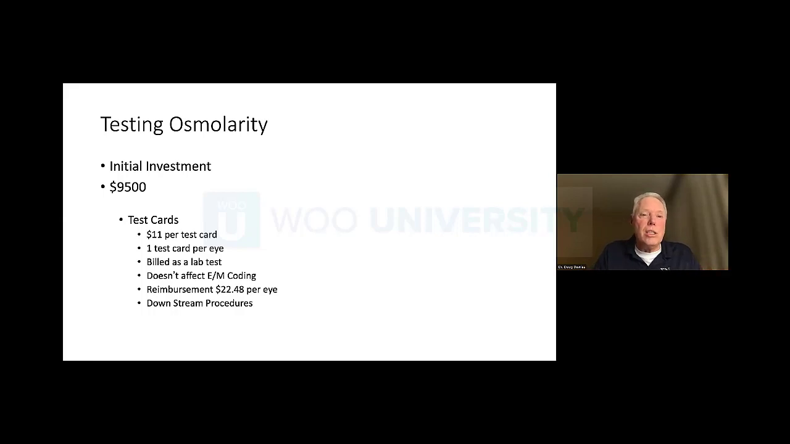So testing osmolarity, the initial investment on this is going to be about $9,500 for that Scout Pro. The test cards are about $11 per test card, and you use one test card per eye. And again, it's billed as a lab test. The reimbursement averages somewhere around $22.48 per eye. So it does create downstream revenue, but the reason you do it is not the immediate revenue. It's what happens downstream as a result of doing osmolarity.